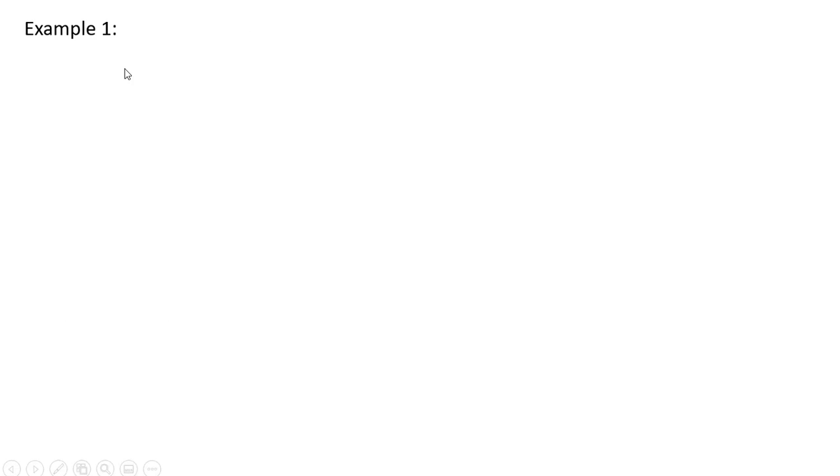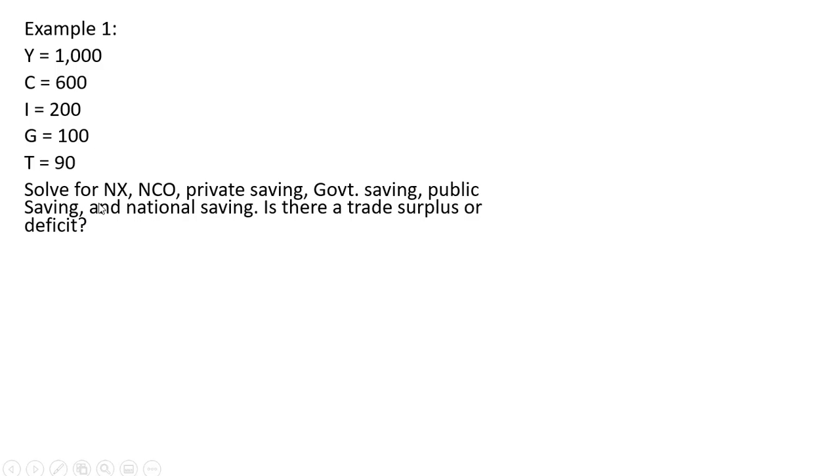Let's do a problem. So here we have an economy. Output is 1,000, and we are given consumption, investment, government purchases, and taxes. We want to solve for net exports, net capital outflows, private saving, government saving, public saving, and national saving. And also figure out whether there is a trade surplus or a trade deficit. So we'll start with this key equation and start plugging in things that we know. The only thing we don't know right now is net exports, so we're just going to solve for NX.